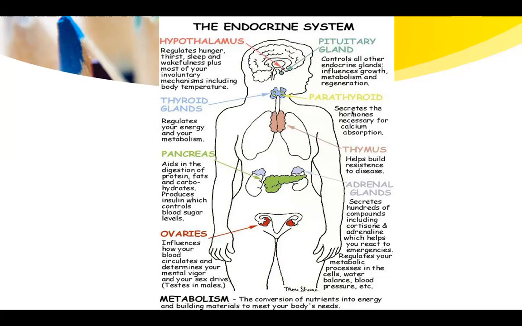When we say parathyroid, it secretes the hormones necessary for calcium absorption. We have the thymus, it helps to build resistance to disease. And when we say adrenal glands, they secrete hundreds of compounds, including cortisone and adrenaline, which help your body react to emergencies. It regulates your metabolic processes in the cells, water balance, and pressure.